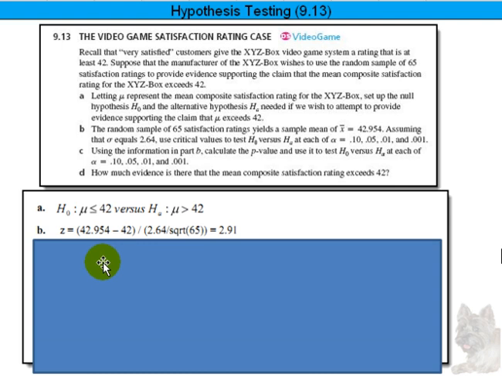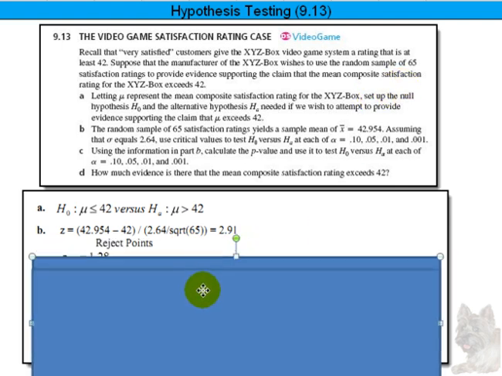All right, now, here's how you would calculate it. You need to calculate that Z value, and you would take the 42.954, our sample mean, subtract 42, and then divide it by 2.64, that's our standard deviation, divided by the square root of our sample size, which was 65. So we come up with 2.91.